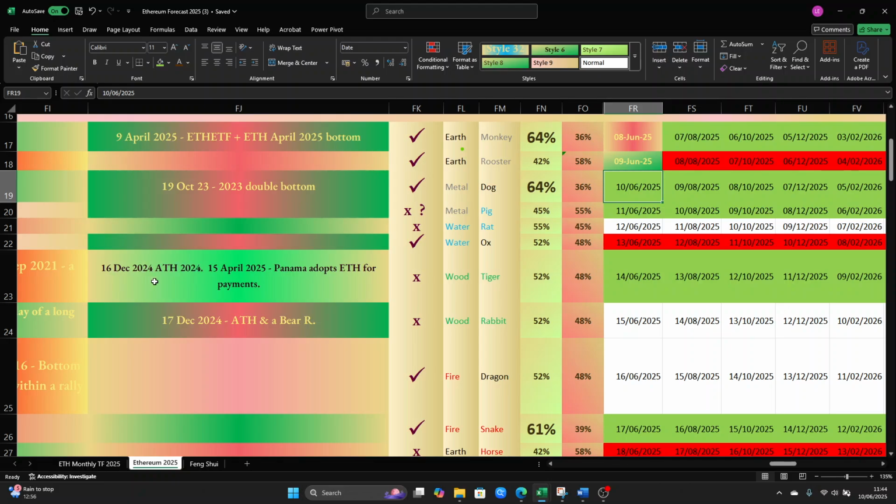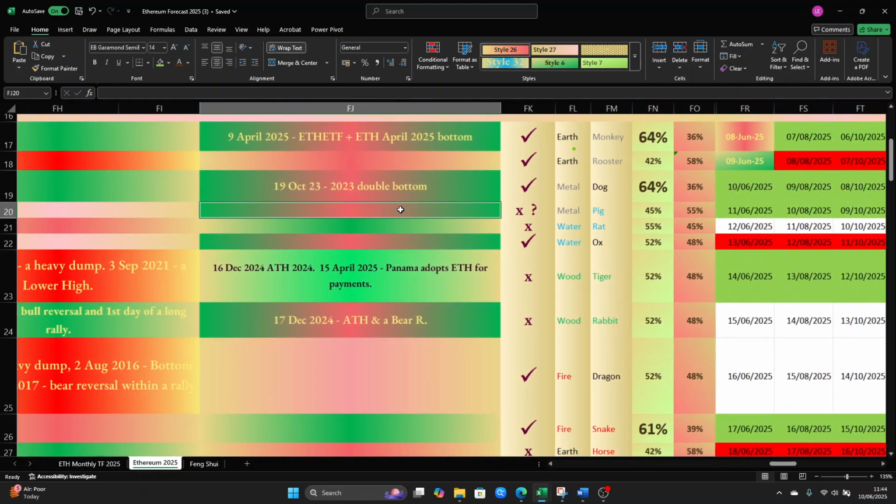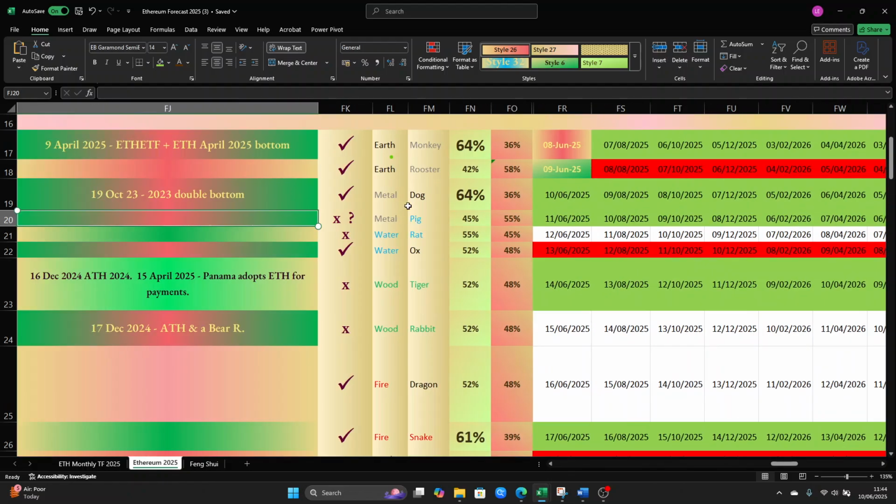So we have a historical ATH on the 14th of June, right? So we cannot eliminate the 14th of June because of this confluence. And then what else do we have? Okay, so this is the strongest confluence that we have for the 10th of June, that it has a very high probability of closing on a green.